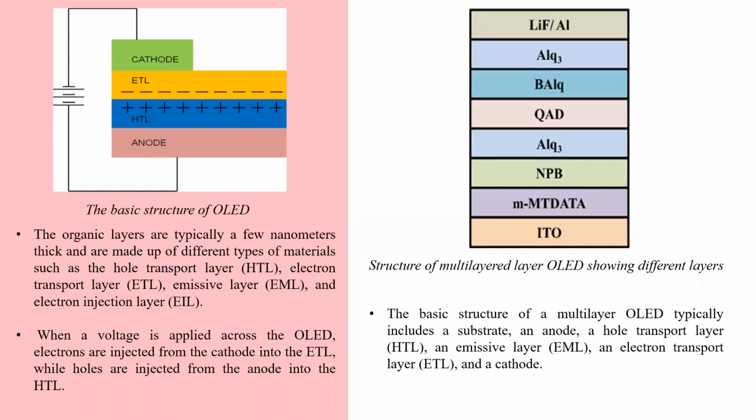Moving on to the basic structure, it has a cathode and anode. Then the layers: there is the transport layer, that is the hole transport layer, electron transport layer, emissive layer, and electron injection layer. When the voltage is applied to the OLED structure, electrons are injected from the cathode into the electron transport layer, and holes are injected from the anode into the hole transport layer. A multi-layer structure consists of 8 layers, which include the substrate, anode, cathode, electron layer, hole layer, and emissive layer.